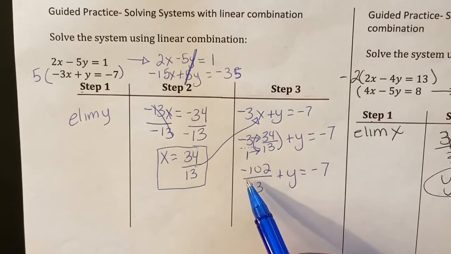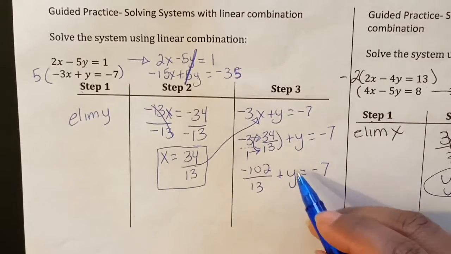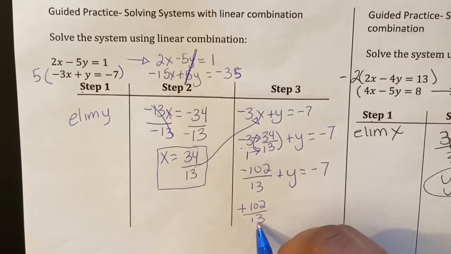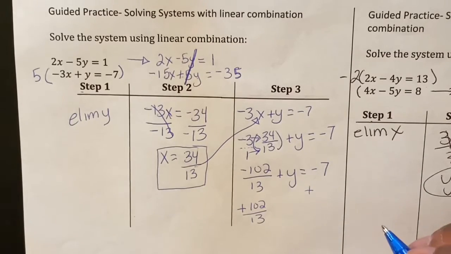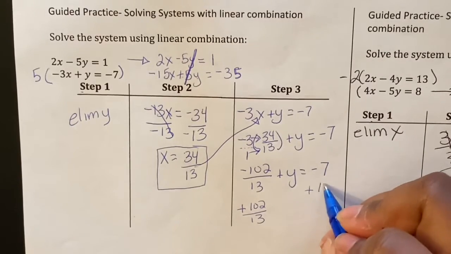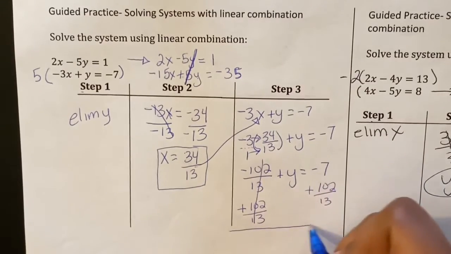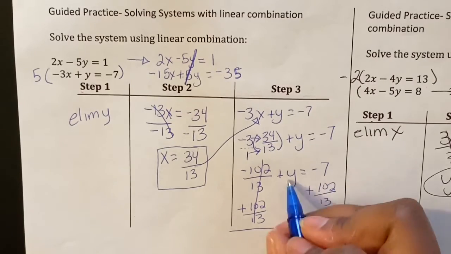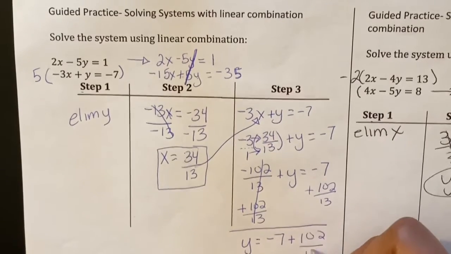Now, I can't simplify this, so it continues to be negative 102 divided by 13. I want to get y by itself. I'm going to add 102 over 13 on both sides. Plus 102 over 13. These two cancel out. Now, let's see what we have on this right side. On this left side, I have y equals, and on this right side, I have negative 7 plus 102 over 13.